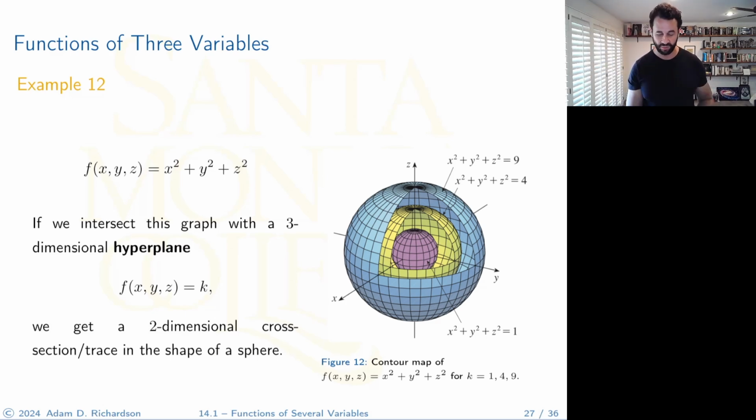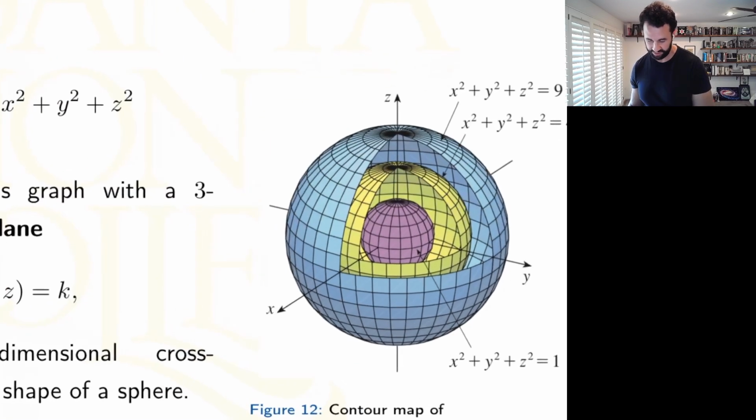However, what we can do is intersect this graph with a three-dimensional hyperplane by setting the output equal to some number. When we set the output equal to some number, we get a two-dimensional cross-section in the shape of a sphere. Again, this is very bizarre, but give your brain some time to process it. If we choose a k value, then we're not talking about every possible ball. We're snapping into a single sphere that has radius square root of k. So that's what this picture is.